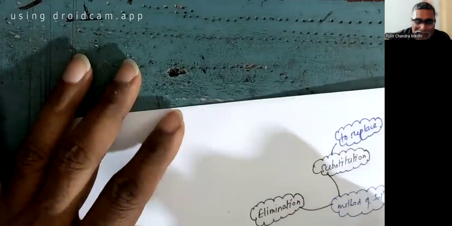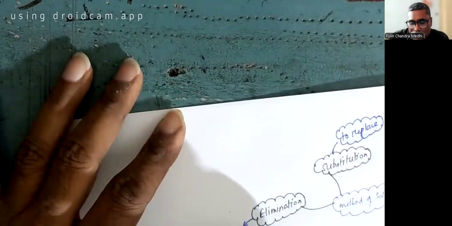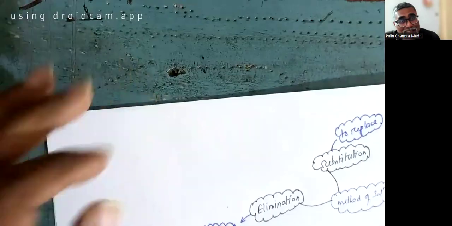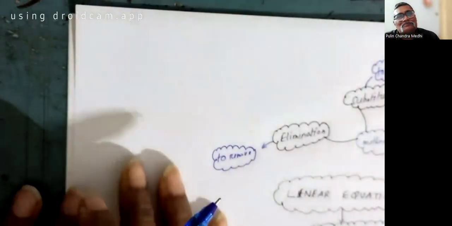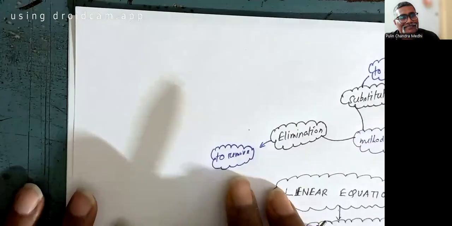And elimination means to remove. Whom to remove? One of the variables you have to remove by making their coefficients equal. So that is the process. This is the keyword.